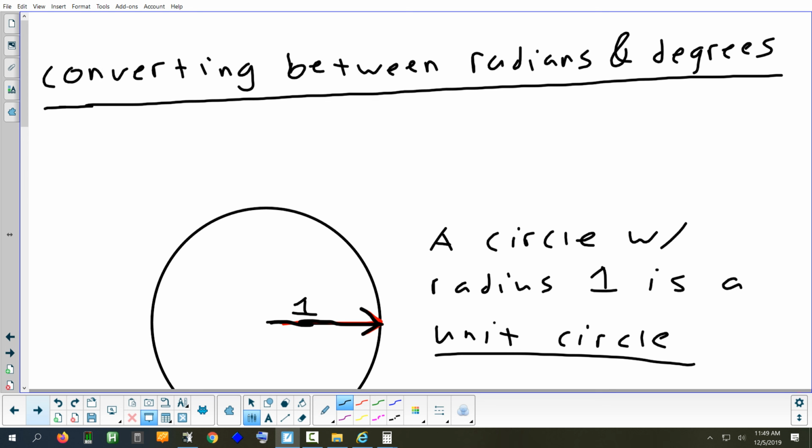Okay, so last thing I'm going to show you is how you change between degrees and radians. The way we're going to do it is I'm going to start out by drawing a picture of a circle. And the circle that I'm drawing is called a unit circle. All that that means is it's a circle with a radius of 1. 1 what? It doesn't matter. 1 foot, 1 inch, 1 unit, whatever you want to call it. It's a circle with a radius of 1.